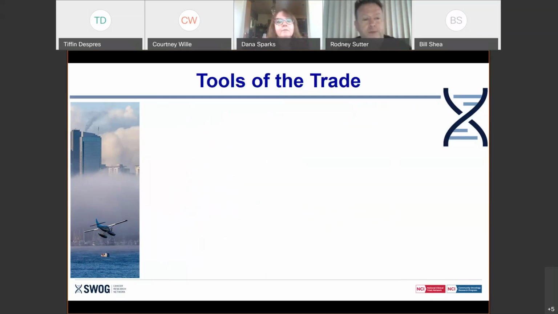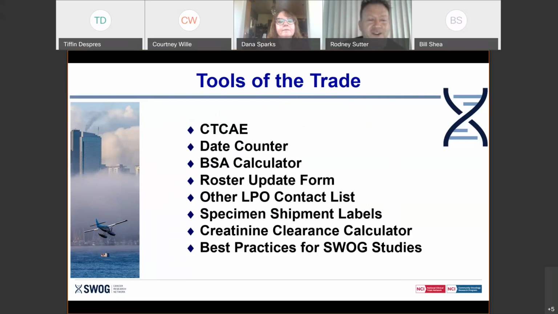Another great link is Tools of the Trade. So under the Tools of the Trade, you'll find things like the CTCAE criteria. There's a date counter that you can use and a BSA calculator. Any updates that you have for roster information, there's a form there to complete. A contact list that provides all contacts at the other lead protocol organizations. If you need to print out labels for your specimen shipments, there's a creatinine clearance calculator, and then also best practices for SWOG studies, among many other links that you'll find useful. Next slide.